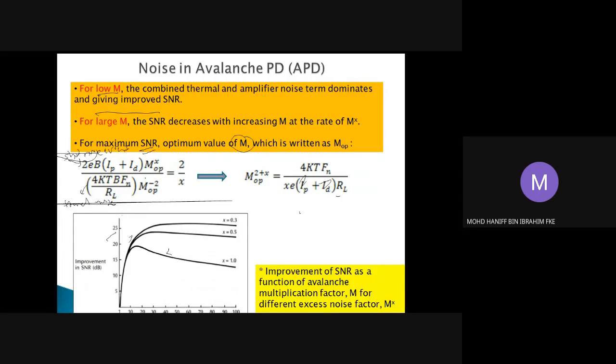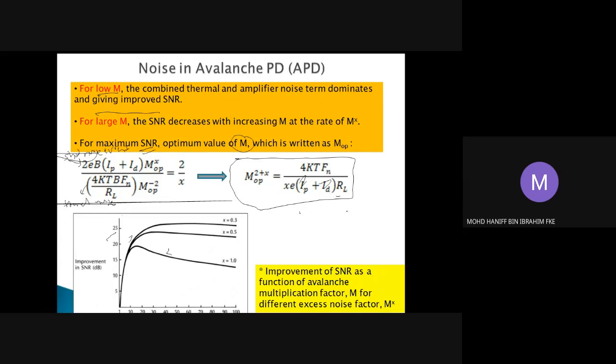Okay. So by this, we're going to have the optimum M. By solving this equation, we can see that the optimum M to the power of 2 plus X shall be given by 4kTFn divided by X times e(IP plus ID)RL. So basically, this should be the equation that shall be used if you want to find out the optimum value of the multiplication factor M that will give a maximum signal to noise ratio value for the avalanche photodiode receiver. Okay then, hopefully you understand, yeah?